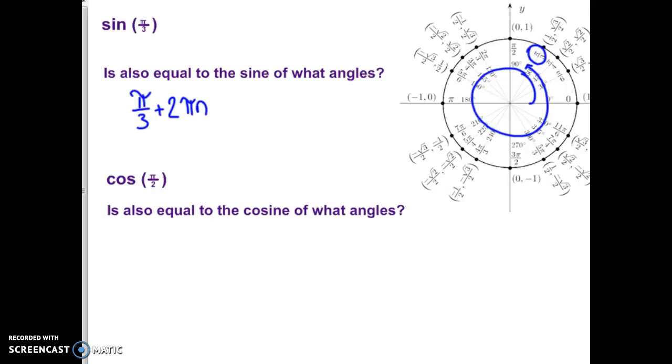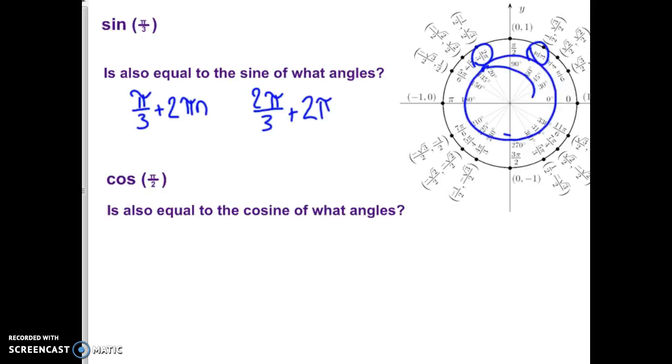Okay, now let's not forget the sine at pi over 3 is equivalent to the sine at 2 pi over 3, and at 2 pi over 3 plus 2 pi, a full circle, or another full circle, or n full circles.